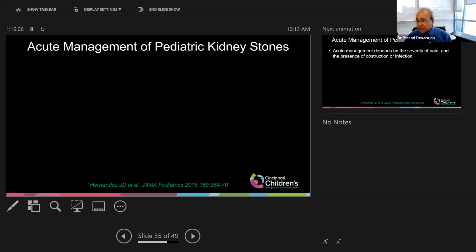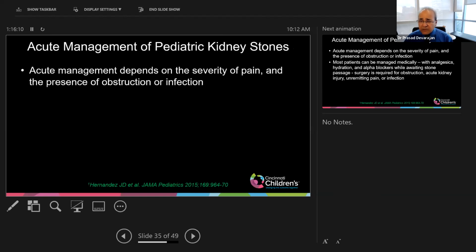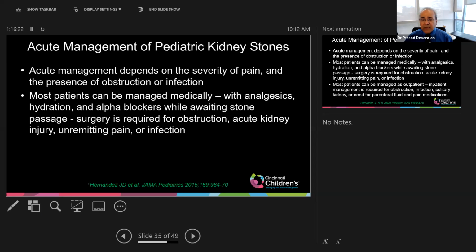Acute management. Patient presents to you. What do you do urgently? That really depends on how severe the pain is and whether there is obstruction or whether there is infection. Those are the deciding factors in terms of acute management, but most of them can be managed medically. We very rarely call a urologist for an acute kidney stone. And the medical management is pain management, hydration, and alpha blockers. And we do all that while we await for the stone to pass.